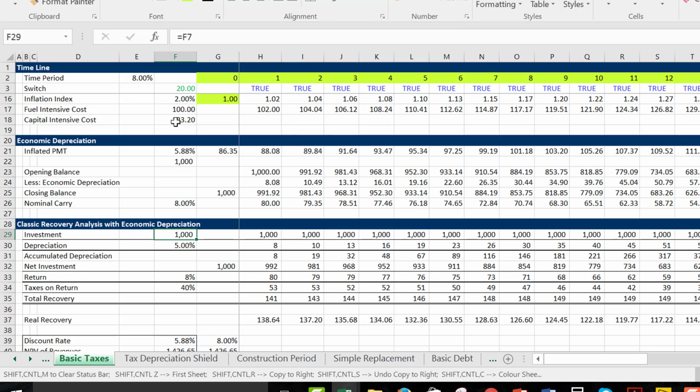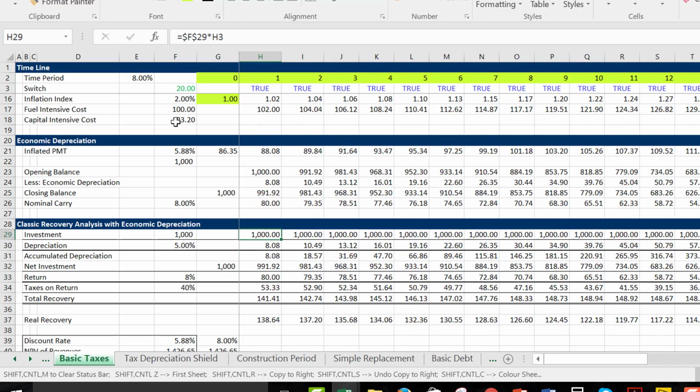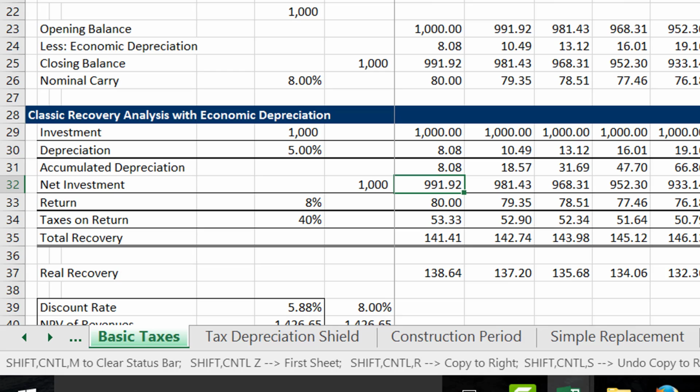And then we go and say, okay, well, let's take our investment and use that depreciation we just computed. Perhaps I should Shift Control 1 this. Okay, so that's the same depreciation. We accumulate depreciation. This is the net amount of our investment left over to recover undepreciated. We take the initial amount from last period, it's always last period, multiply that by the nominal return. I'll put nominal perhaps by this one. And then we get our taxes.